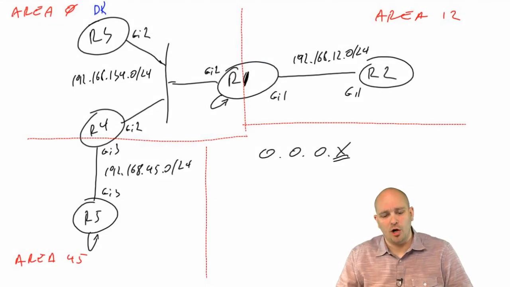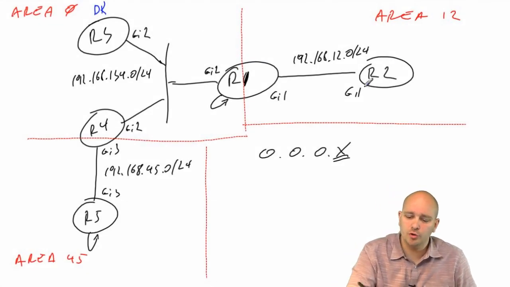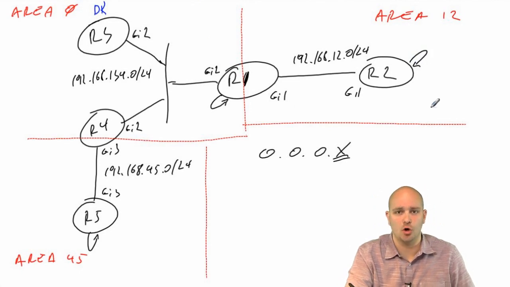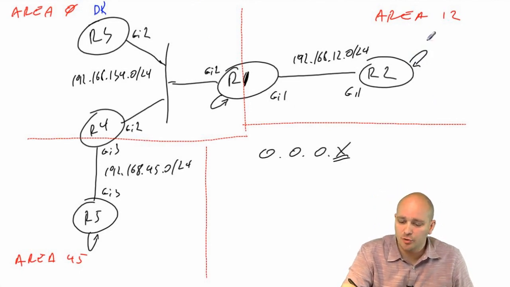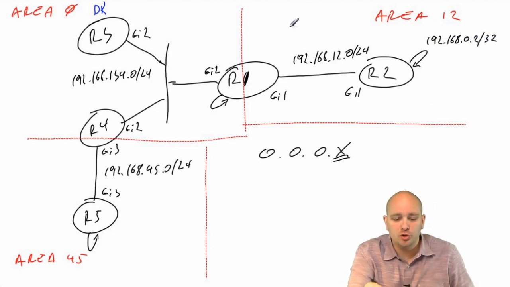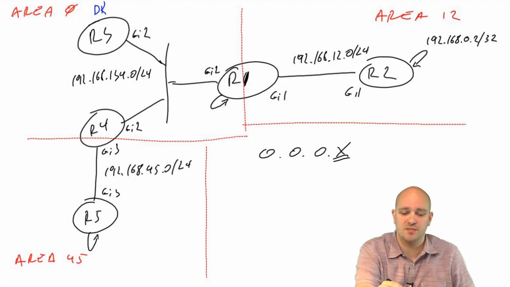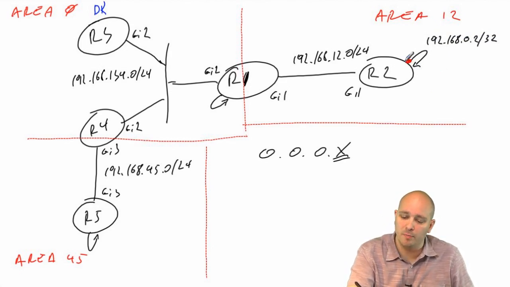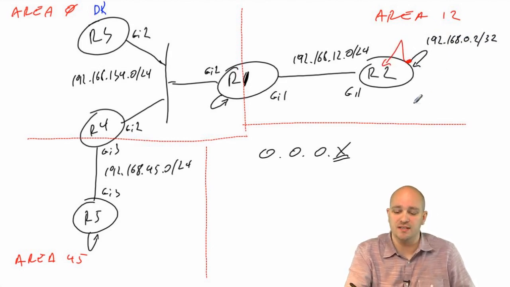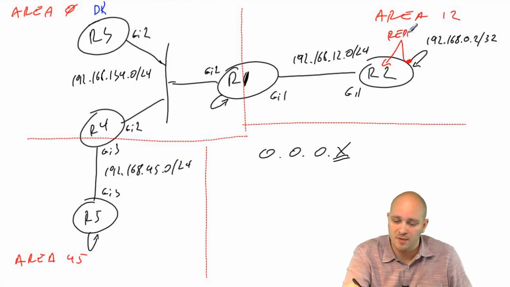Let's head back to our diagram here, and now I want to add a loopback interface on R2. This is going to have an IP address of 192.168.0.2/32, but I don't want to advertise this into OSPF. What I want to do with this loopback is actually redistribute it into OSPF.